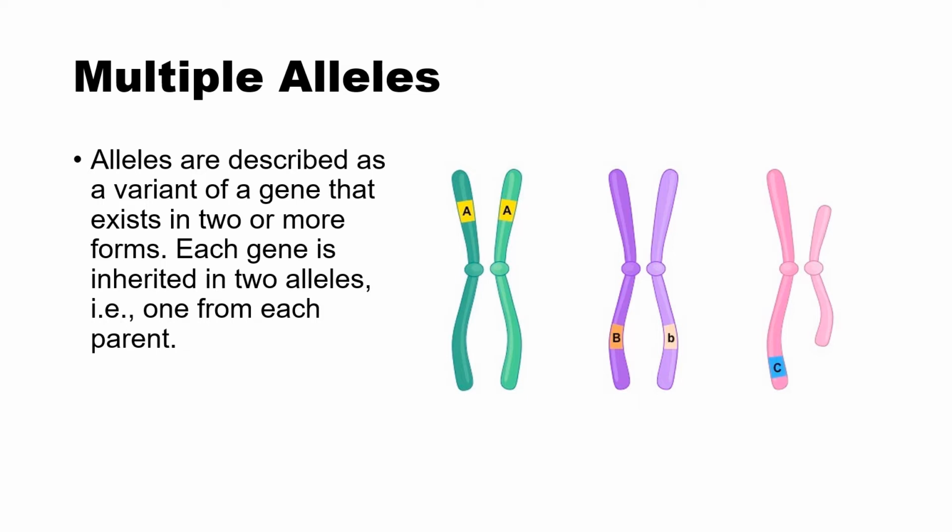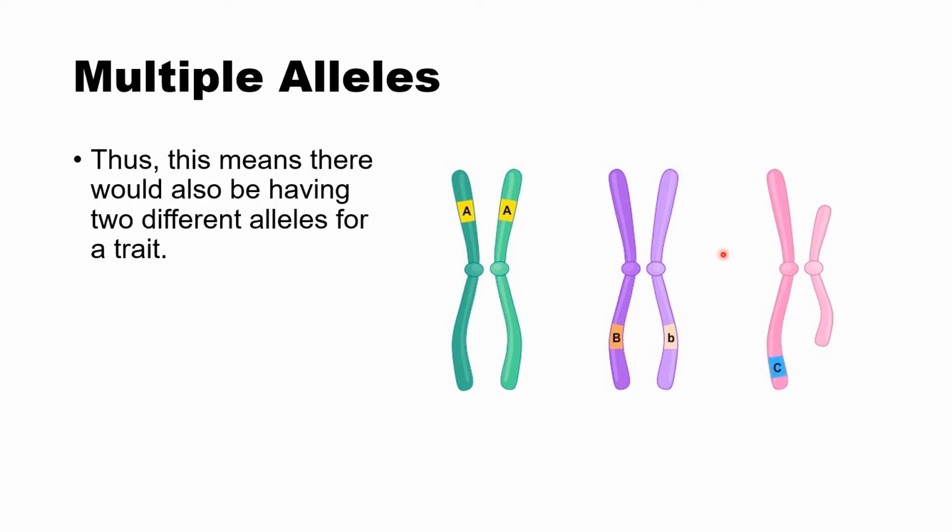So, when we say allele nga kasi, it is described as a variant of a gene that exists in two or more forms. So, pwedeng ganito na allele, and then another one, pwedeng recessive na allele, pwede na dominant na allele, ganon. So, each gene is inherited in two alleles, one from each parent. Yun yung definition natin ng allele.